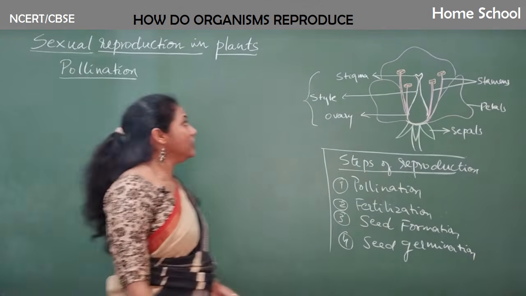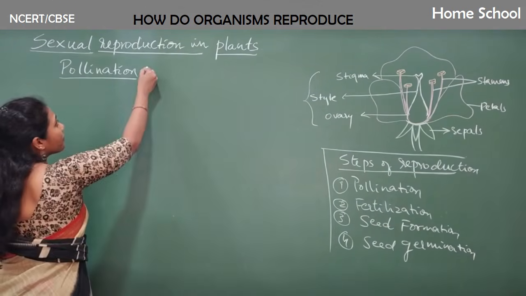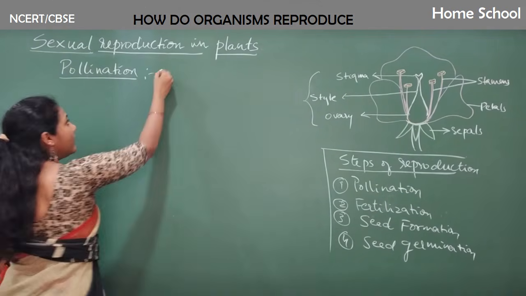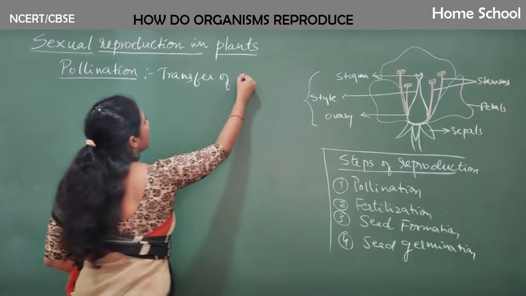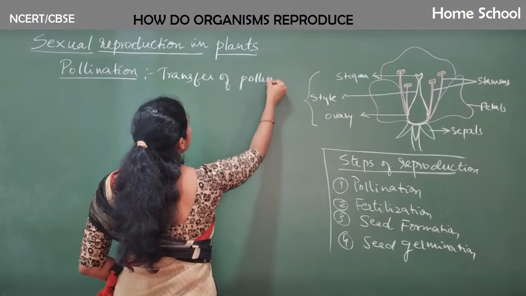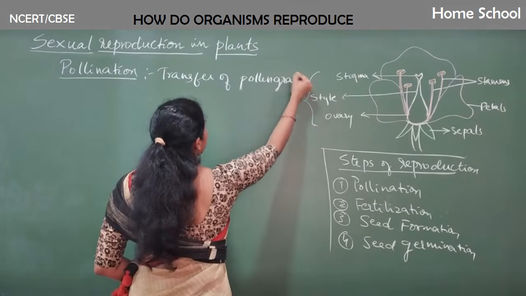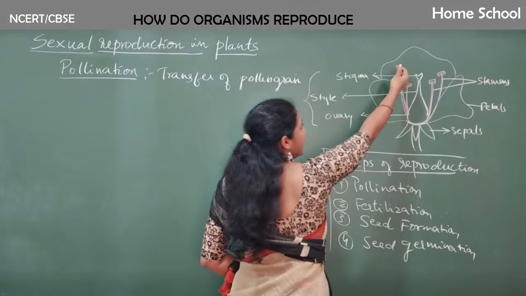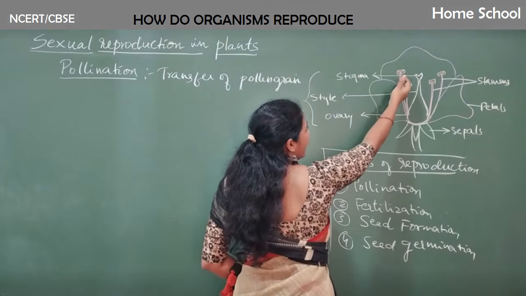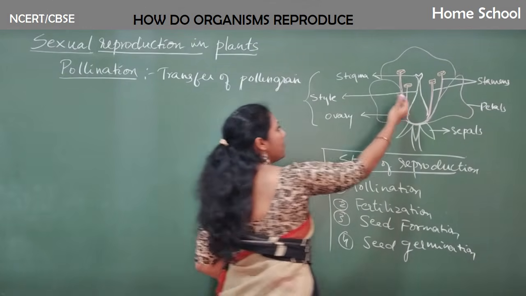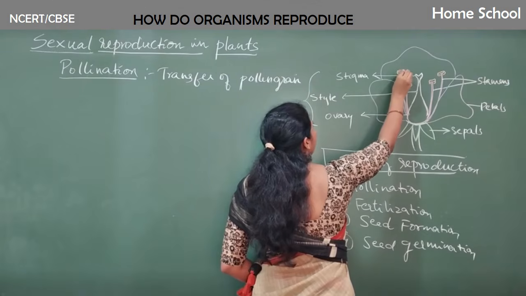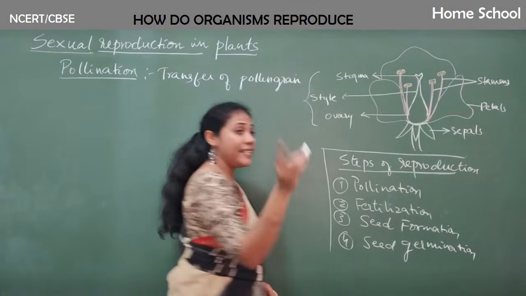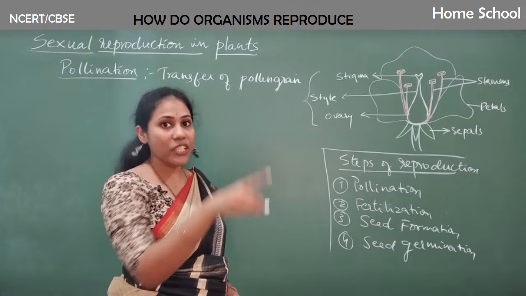Coming to pollination. So it's very simple. Pollination is nothing but transfer of pollen grains. Where are the pollen grains present, guys? Pollen grains are present in anther. Anther is one of the part of stamen, isn't it? Stamen is the male reproductive organ. In the anther you have pollen grains. Okay, pollen grains carry what? Male germ cell, I said.